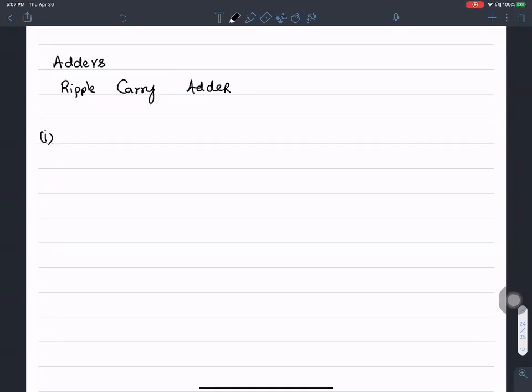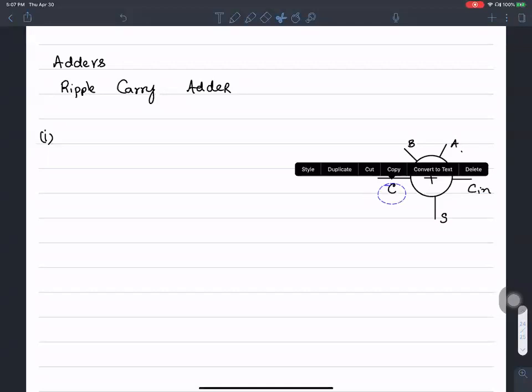The first one is based off a regular 1-bit full adder. That looks like so. A regular full adder has all of these inputs: A and B. This is an adder, and then there is the sum, and then there is the carry out. Here is the carry in. So this is a 1-bit full adder.